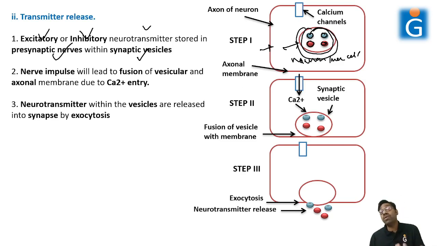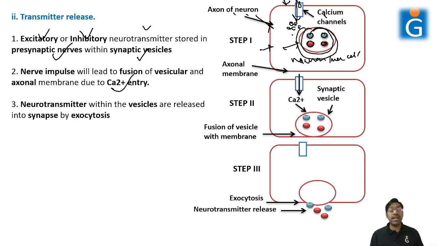Then what is going to happen when a nerve signal triggers? It is going to come from the axon of one neuron to this neuron. It is going to trigger opening of the calcium channel. Normally, when there are no nerve impulses, the calcium channels are closed. But when a nerve impulse strikes this neuron, the calcium channels open, which causes influx of calcium inside the neuron.